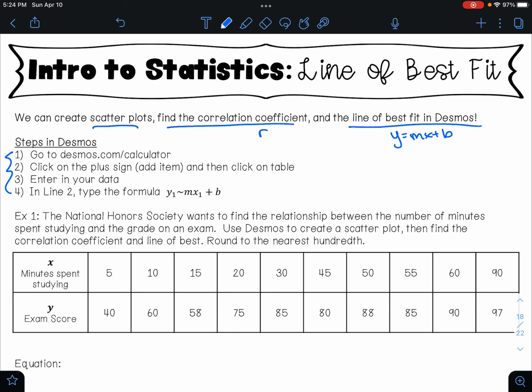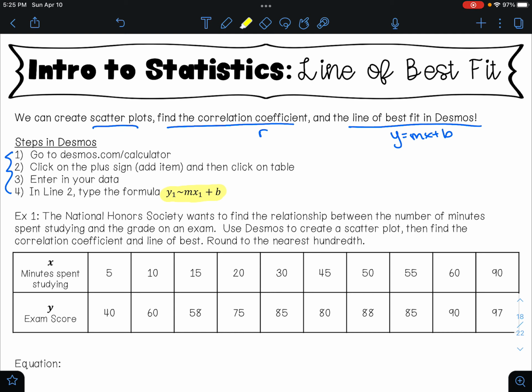Step 1 is to go to desmos.com/calculator. Step 2 is to click on the plus sign, which is the Add Items button, and then click on Add a Table. Step 3 is to enter in your data, so that's going to be your table of values that you put in. And then your last step is in line 2 to type this formula: y1, your little tilde, which is that squiggly line, m times x1 plus b.